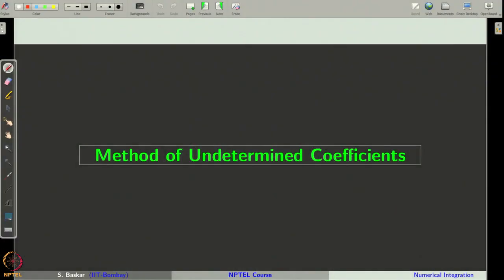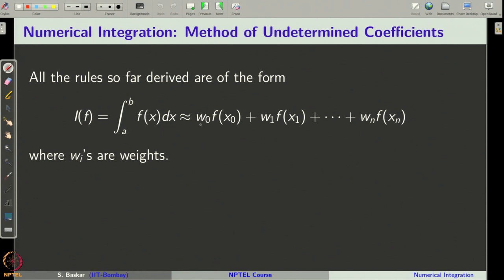Let us see another way of deriving these quadrature rules, called the method of undetermined coefficients. This is particularly important when you go to derive Gaussian quadrature rules. That is why we are first introducing this method. If you recall, we have the quadrature rule in this form, right? You know how this form comes out. I am not going to repeat that. All the quadrature rules that we have derived so far finally look like this for a suitably chosen set of nodes for a given n.